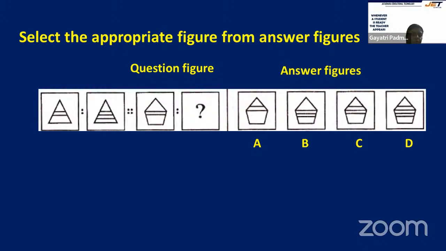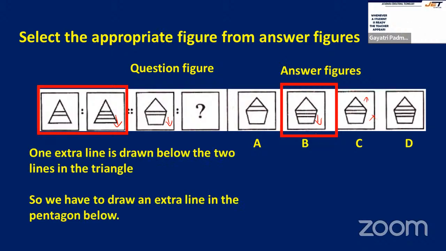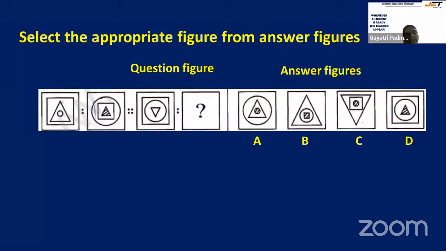See, it has been added down. Likewise, it should be added down. So here it is added down. Here it is added up. So this could not be the answer. You should see only where it has been added. All right, so 30 seconds is done. Option B is the correct one. See, one extra line is drawn below the lines of the triangle. So we have to draw an extra line in the pentagon below. So pentagon is a 5-sided figure. All right, see the next question.